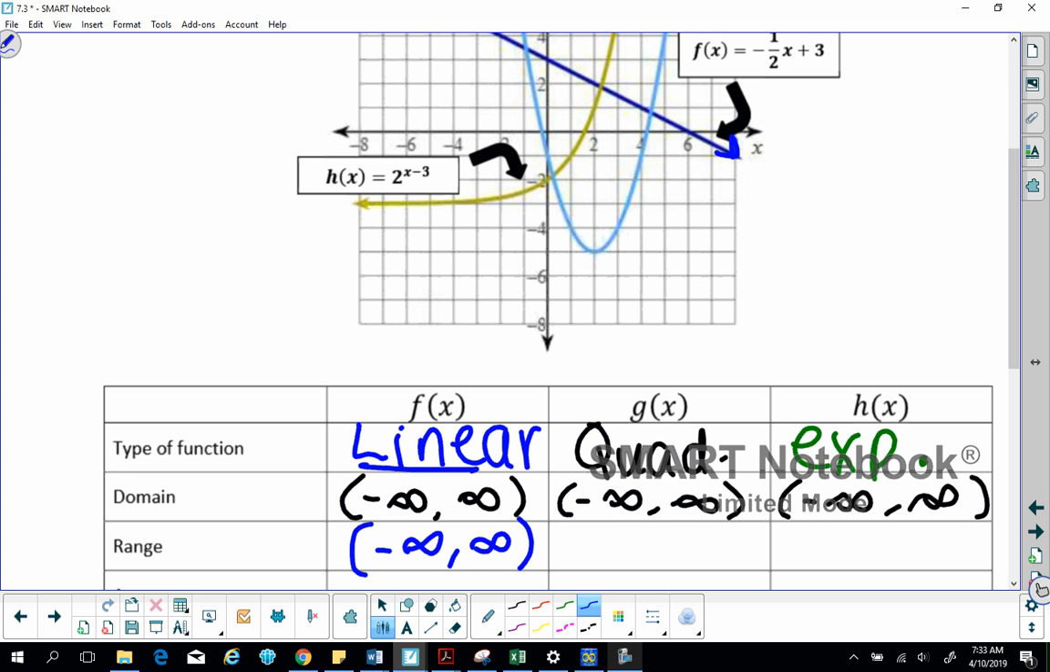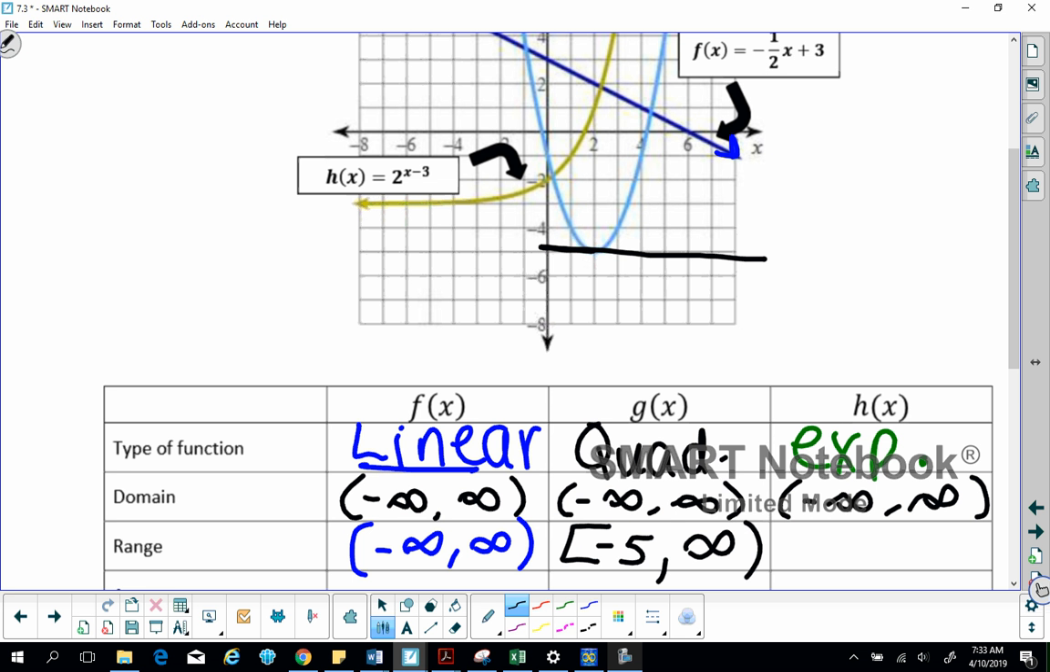The quadratic, we're looking bottom up. So when we look at the light blue quadratic, what's the smallest y value that it has? Right here, -5, and since it's touching it, it's going to be a bracket. So -5 is the smallest y value, but then it goes up forever and ever. So what's that called? Positive infinity.